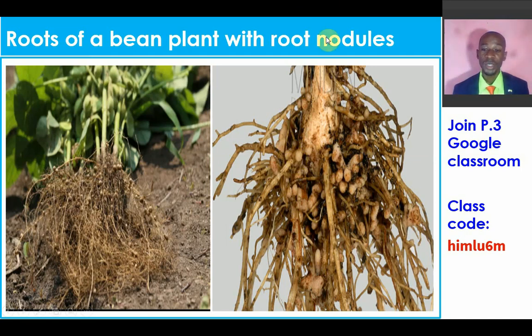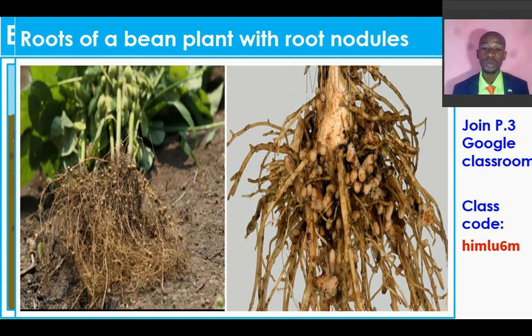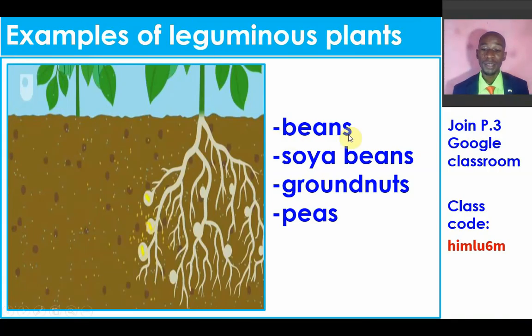The word nodules is just here, root nodules. So you never know, a question may come and you are asked to name how we call these ones. Here I can call them X, and I ask you to name part marked X of the root. Or you give some examples of plants having this type of root. So there, what do we have? We have beans, soya beans, ground nuts, and then we have the peas.